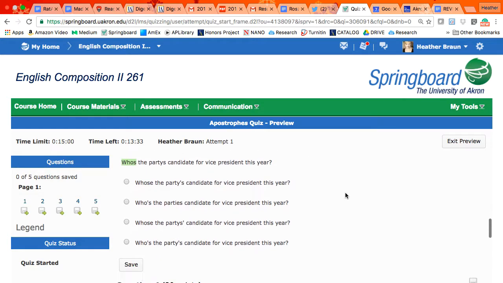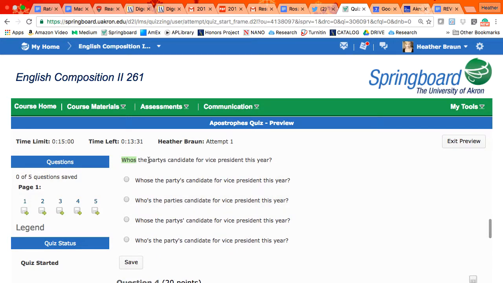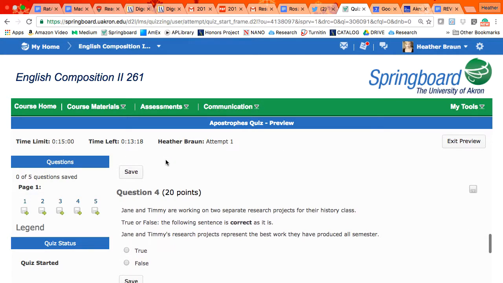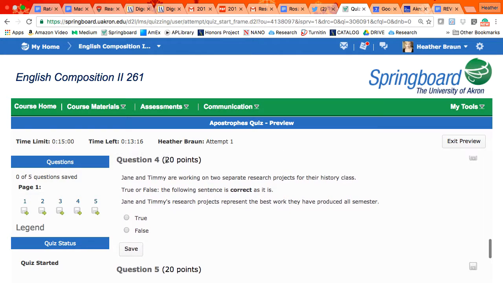So you know you want to use a contraction. And this is one party rather than more than one. So the apostrophe will reflect a single one, which would go before the S. If it's multiple parties, it would go after the S.